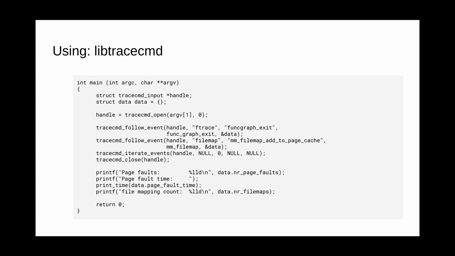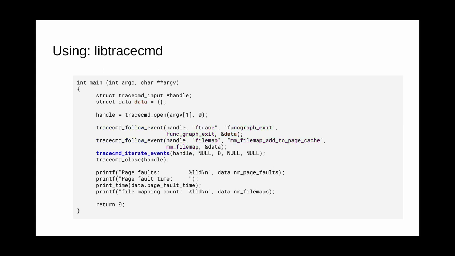This is the main. What I do is just open up the file. That's trace command open, which will open up the trace.dat file, and it gives me a handler called handle. Now I'm going to follow two events. I care about the func graph exit event, and I care about that really long name, mm file map add to page cache event. Every time the func graph exit event gets hit, I want to call this func graph exit function that you see there. And then below that, every time that file map event gets hit, I'm going to call the mm file map function, passing in my data that I might give it.